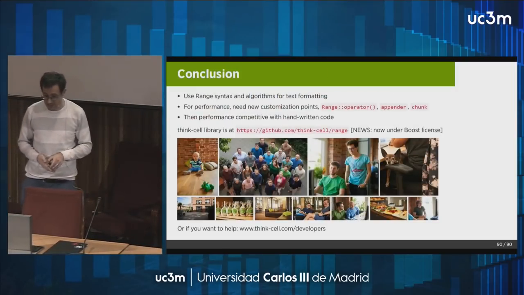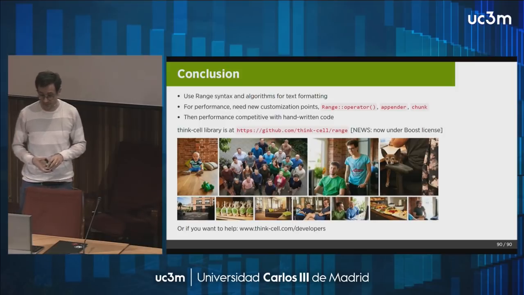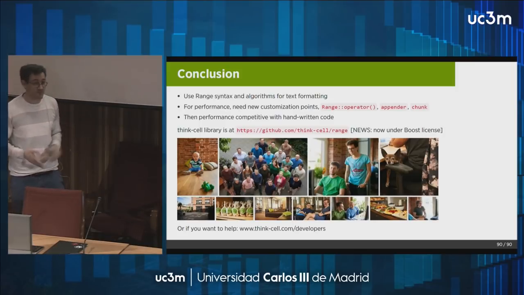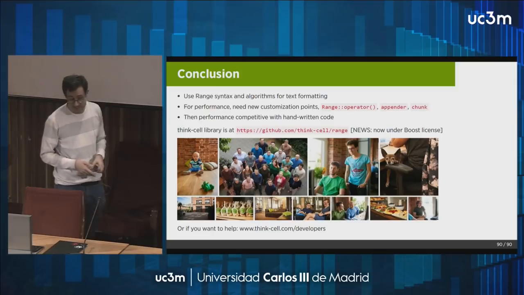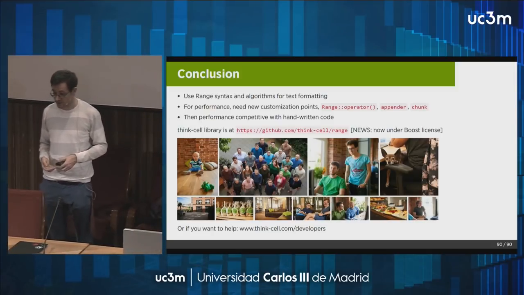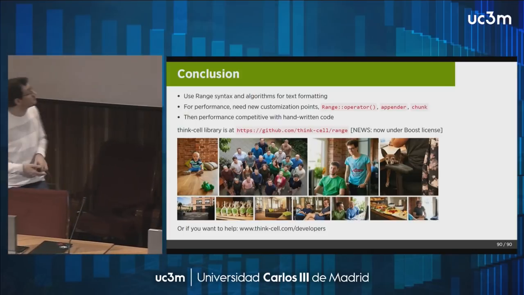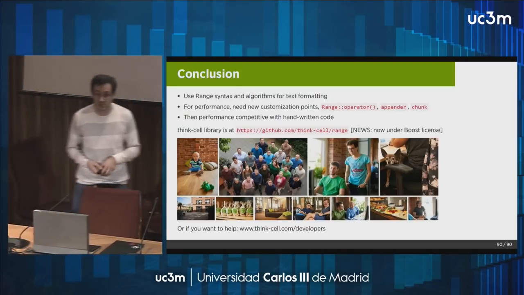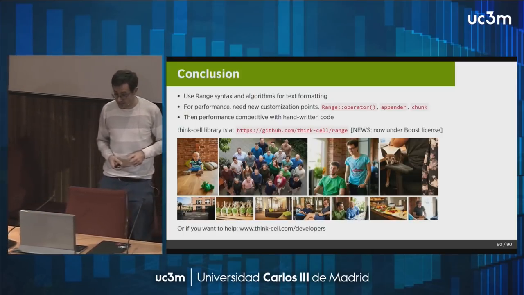I showed you how to use the range syntax and the algorithms for text formatting. For performance, we need a few more customization points, but if we actually add them, we become competitive with handwritten code. The whole ThingCell library is public. It's also under a boost license, so you can freely use it. You can take a look at it.